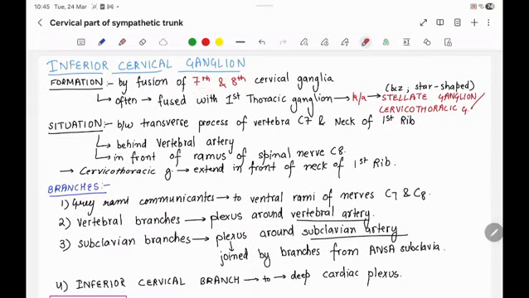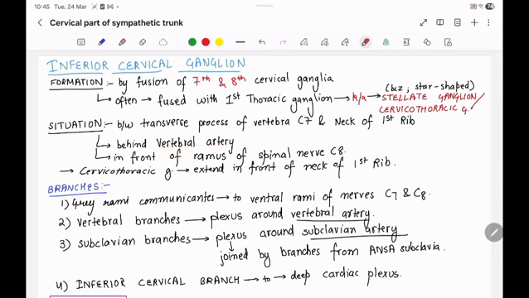It is formed by the fusion of 7th and 8th cervical ganglia, and it is often fused with the first thoracic ganglion also. And when this is fused with the first thoracic ganglion, we call it stellate ganglion or cervicothoracic ganglion. Why do we call it stellate ganglion? Because it is face shaped? No, it is star shaped. Where is it situated? It is between the transverse process of 7th vertebra and the neck of the first rib, and behind the vertebral artery.